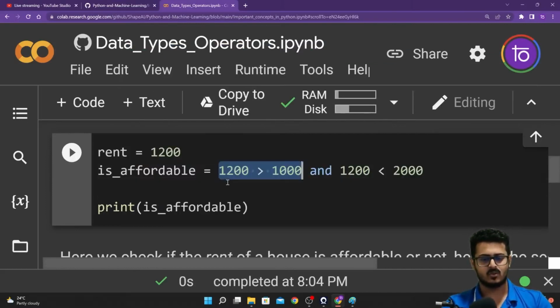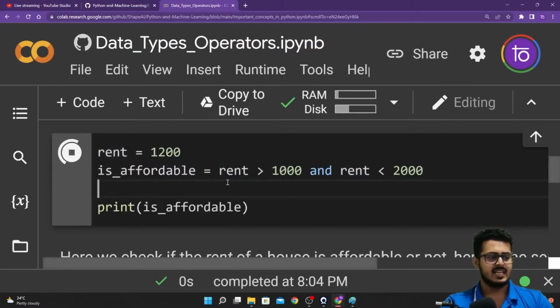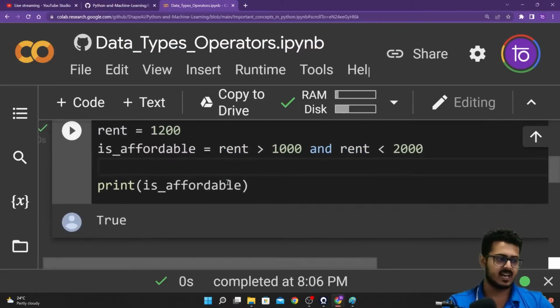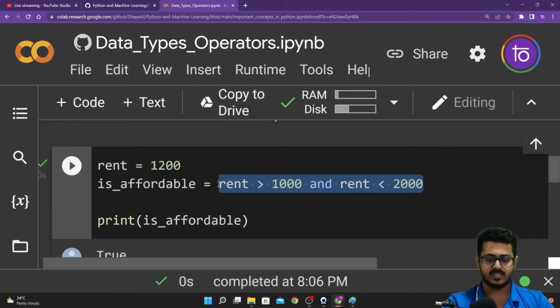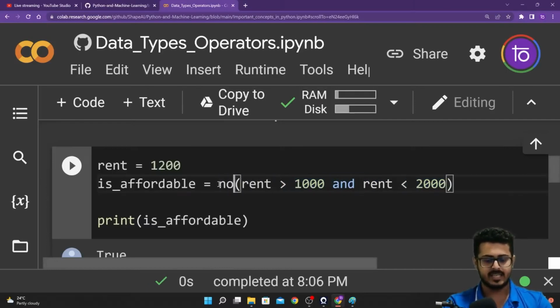Let us run our code once again. So right over here, let's run this, and as you are able to see, we are getting true as the answer here as well. Now the same thing, if I'm putting it in a NOT gate, I can just put this entire thing in a NOT gate right over here.